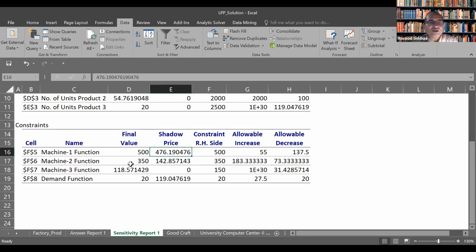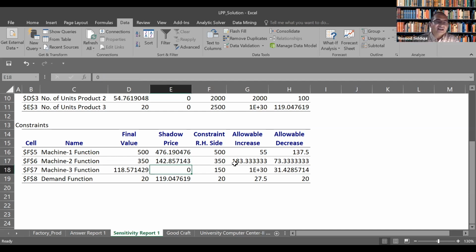In the same manner for machine 2, the shadow price is 142, right? Meaning if we get 1 hour extra for machine 2, then our total profit would increase by 142.857 rupees, right? In the same manner, if we get 10 hours extra for machine 2, then our profit would increase by 142.85 into 10, right? And it will remain applicable in the allowable range, meaning allowable increase and allowable decrease. For machine 3, the shadow price is 0.